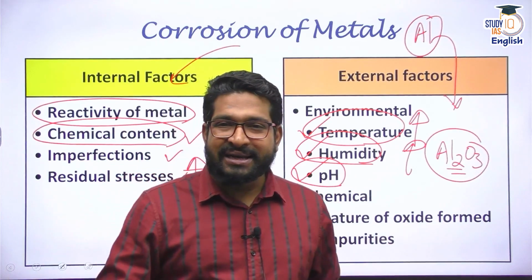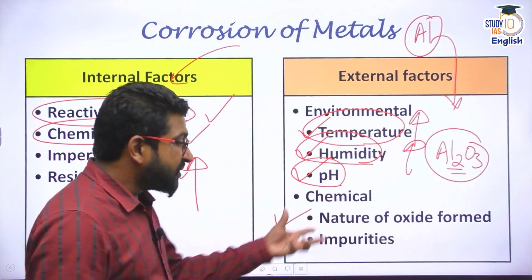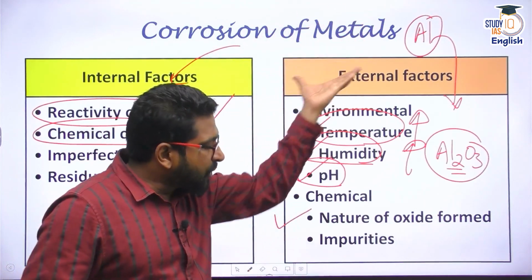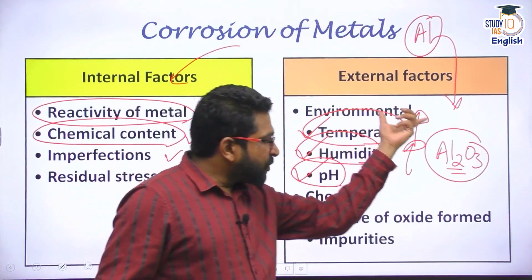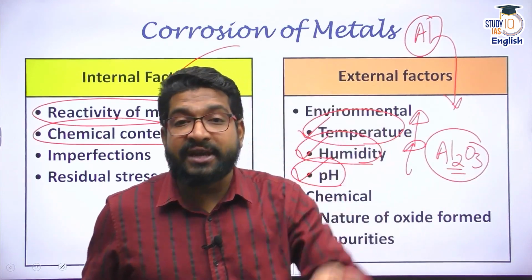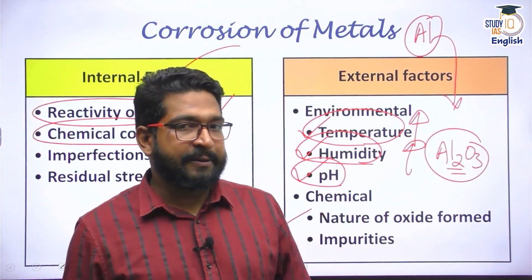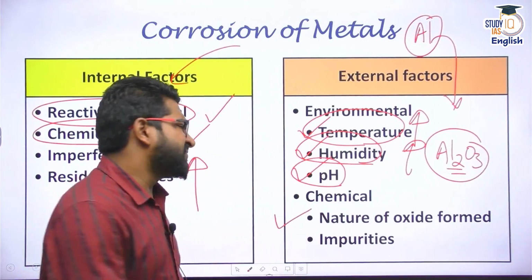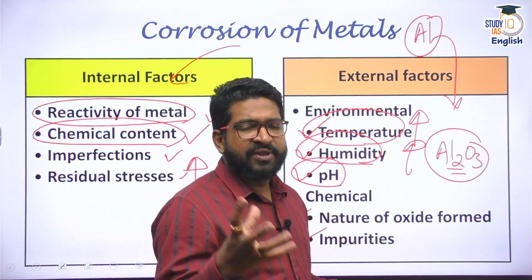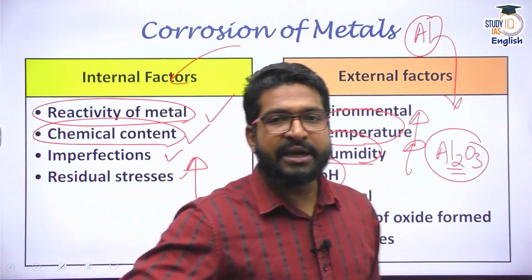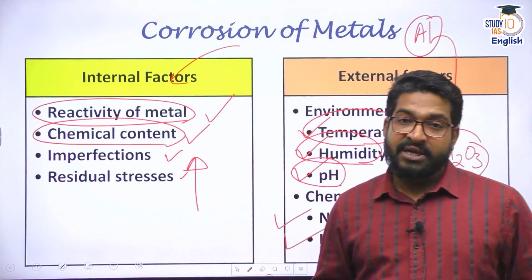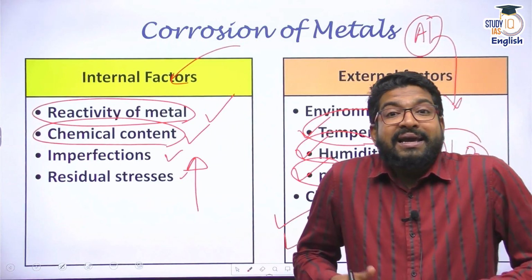But for others, this does not happen. So the nature of the oxide that is formed also decides whether the corrosion would be enhanced or reduced. For metals like aluminum, the oxide layer which is formed on it acts as a protective layer. But that is not the case with iron. Apart from that, impurities: if there are impurities outside, or if there are impurities on the metal itself, it leads to more and more corrosion. It enhances the corrosion. As I told you, corrosion of iron is like cancer.